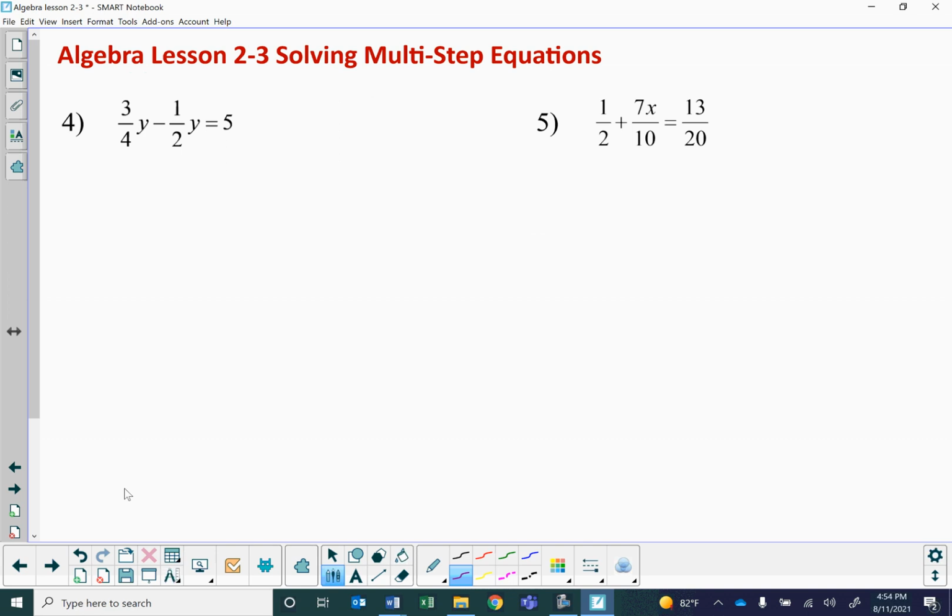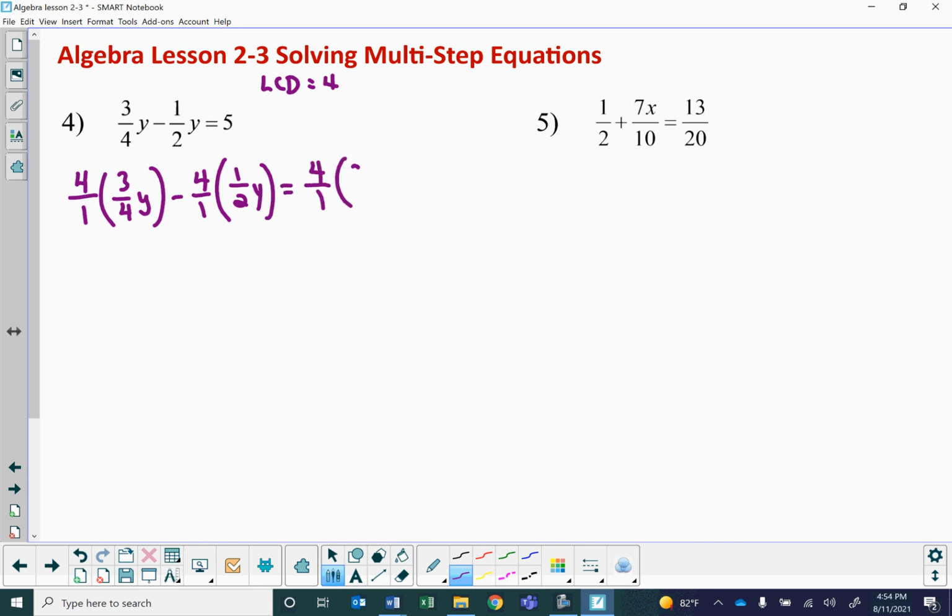So if I have 3/4 y minus 1/2 y equals 5, I'm going to get rid of all my fractions because that's what I like to do. My least common denominator of 4, 2, and 1 is 4. So I'm going to multiply everything by 4. So I have 4 over 1 times 3/4 y minus 4 over 1 times 1/2 y equals 4 over 1 times 5 over 1.